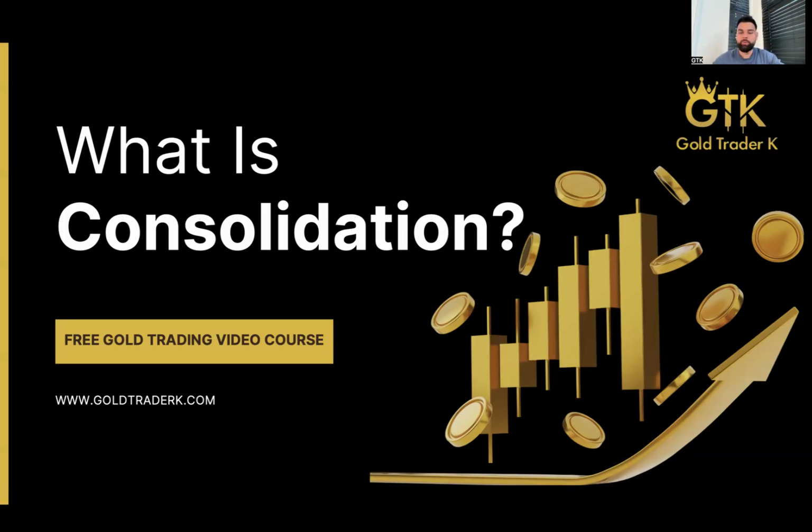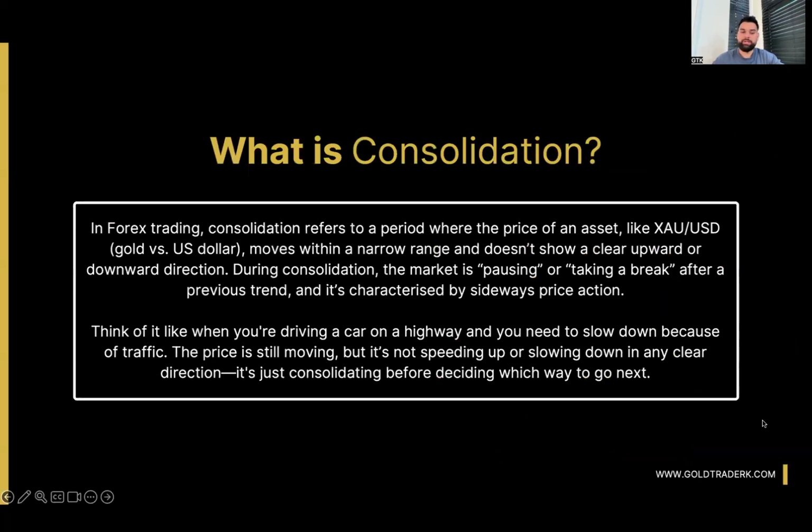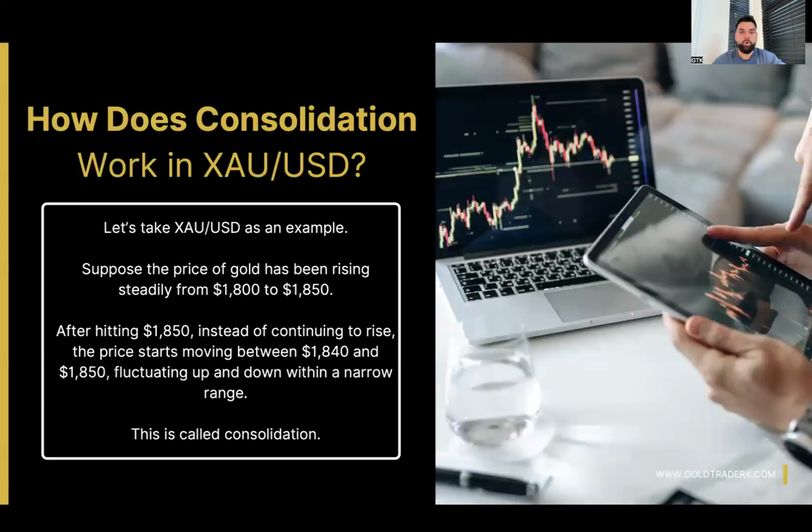In today's topic, we will be discussing what is consolidation. In Forex trading, consolidation refers to a period where the price of an asset like XAU moves within a narrow range and doesn't show a clear uptrend or a downtrend. During consolidation, the market is pausing or taking a break after a previous trend, and it's characterized by sideways price action. Think of it like when you're driving a car on a highway and you need to slow down because of traffic. The price is still moving, but it's not speeding up or slowing down in any clear direction. It's just consolidating before deciding which way to go next.